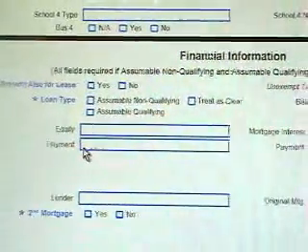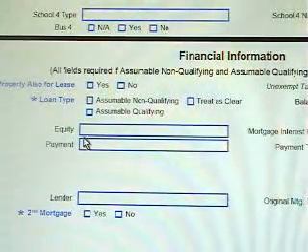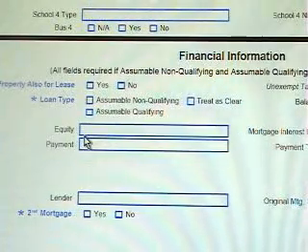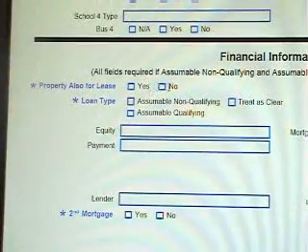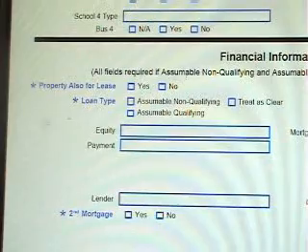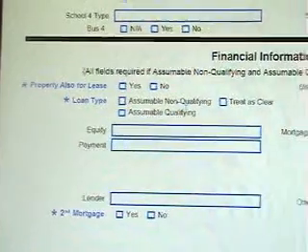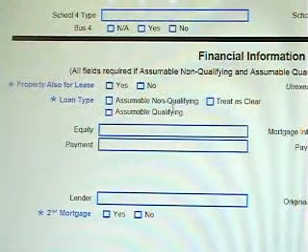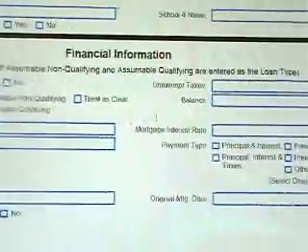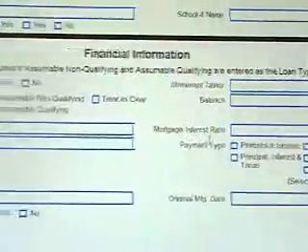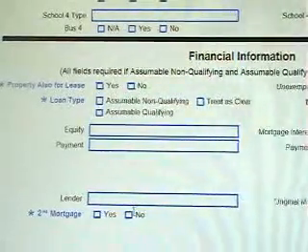At the bottom of page 4 is the financial information. This is required if your property is assumable, non-qualifying, or assumable qualifying. Is your property also for lease? If it is, check yes, if not, check no. Your loan type. This is where you put if it's assumable qualifying, assumable non-qualifying, or treat as clear. If it is assumable, you will need to place the equity in your property, the payments, the balance due, the mortgage interest, and so on. And then of course if there's a second mortgage on your property as well.